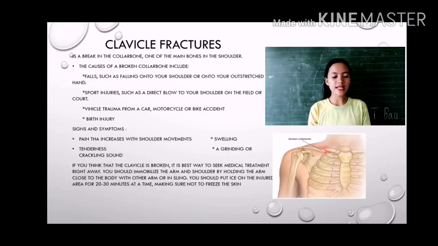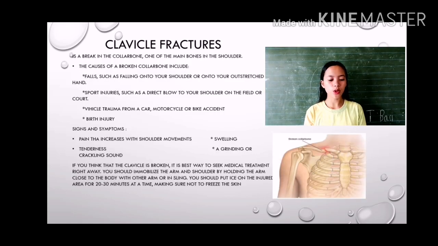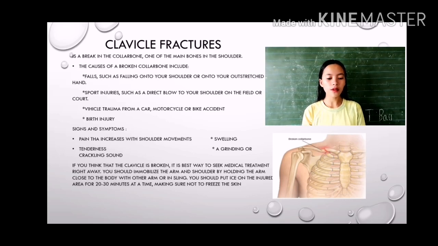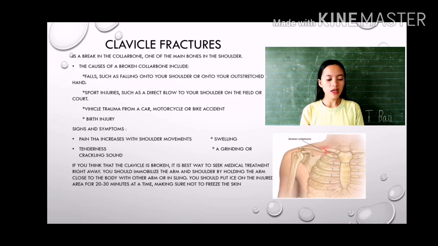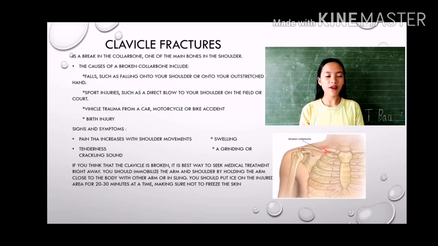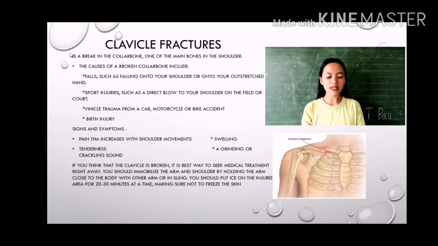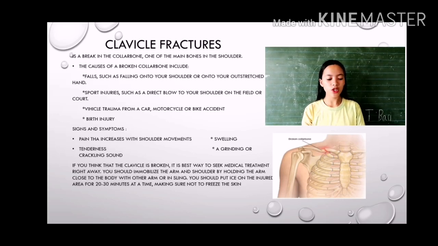Next, we have recognizing and managing injuries of the shoulder. What are the common causes of a broken collarbone? They include falls, sport injuries, and vehicle trauma from a car accident. So we have here the signs: pain that increases with shoulder movement, swelling, and a grating or crackling sound when you try to move your shoulder.